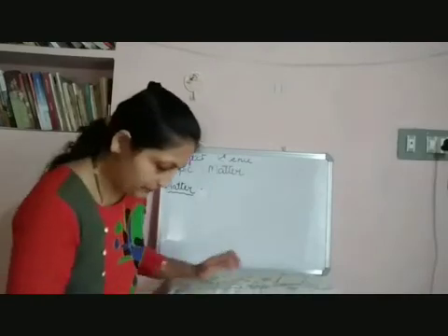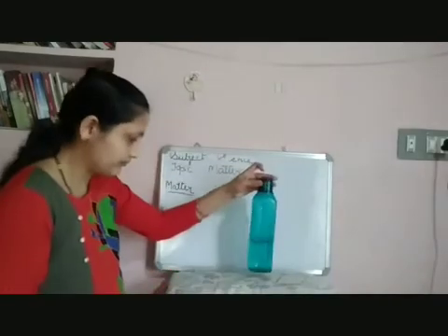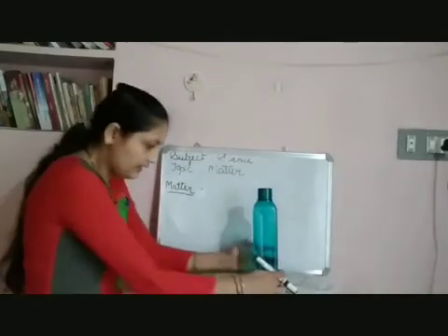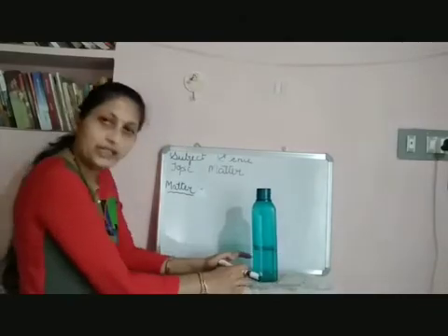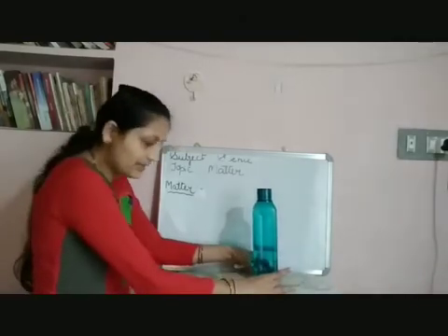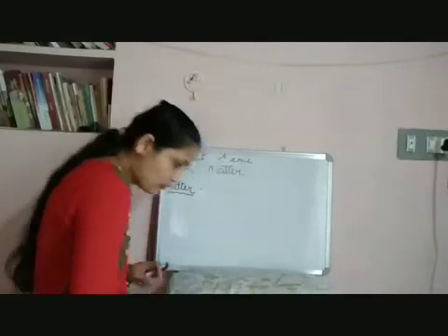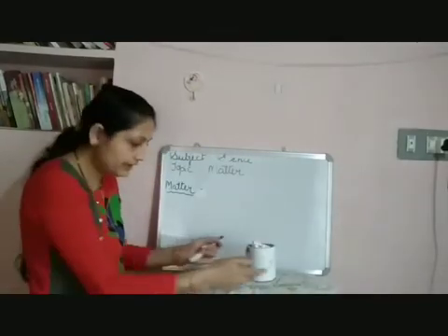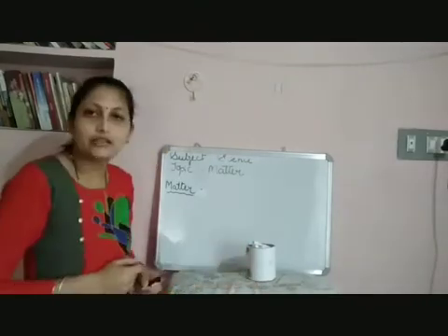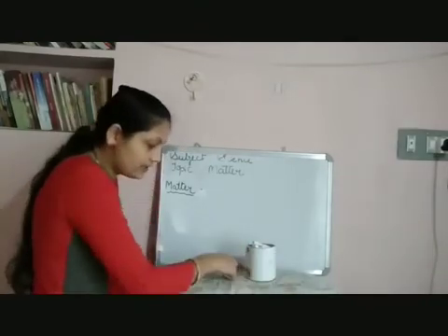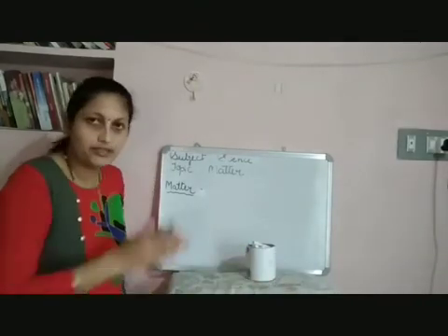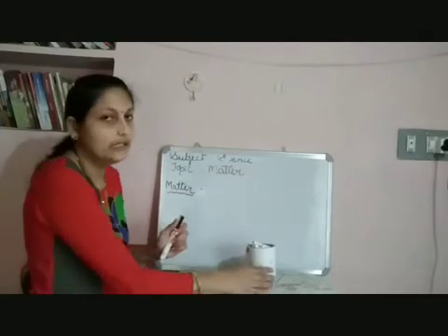In the same way, I'll keep a bottle here. You can see this much of space is occupied by the bottle. Means some space it has taken on the table. I'll keep this chalk box. Even it has taken some space on the table. It means this much of space is taken by the box. Means it has occupied some space on the table.